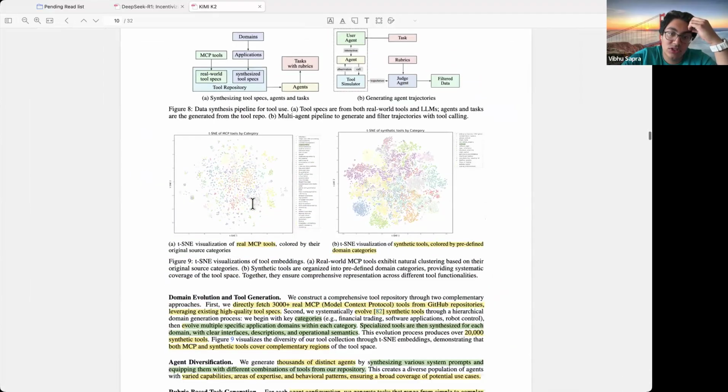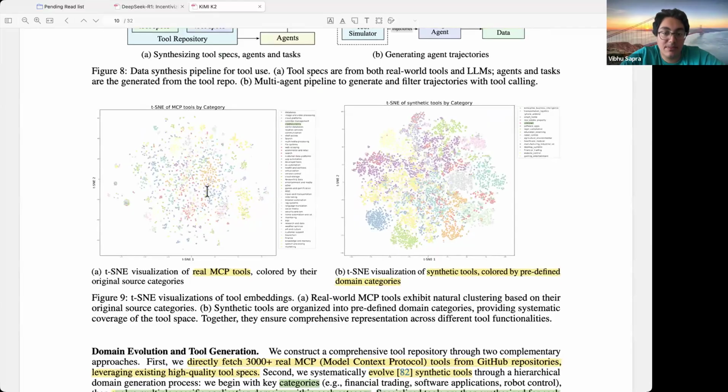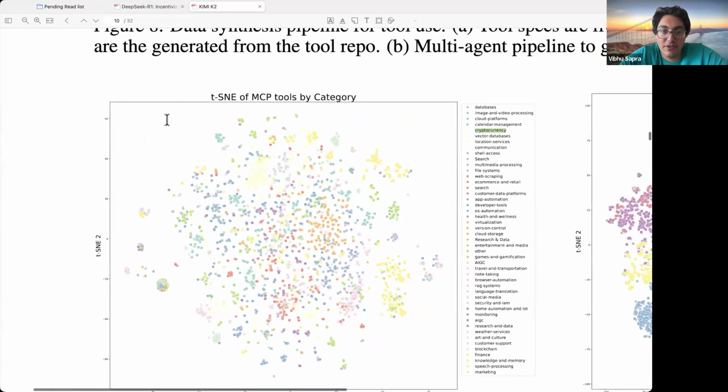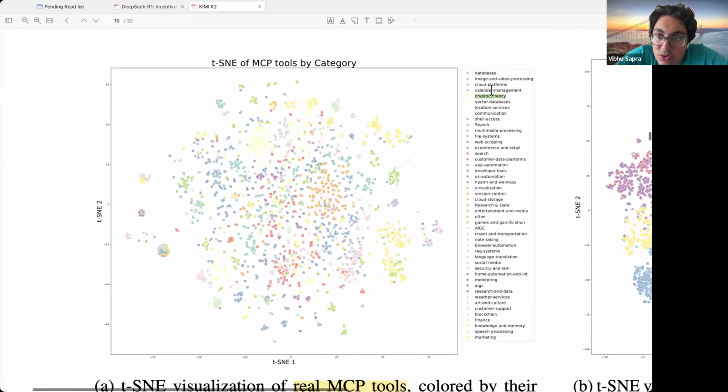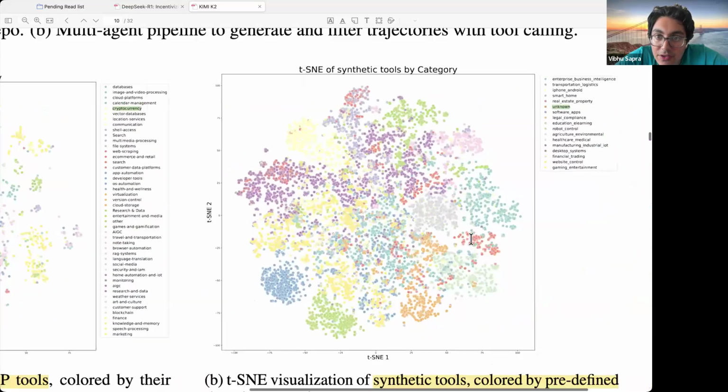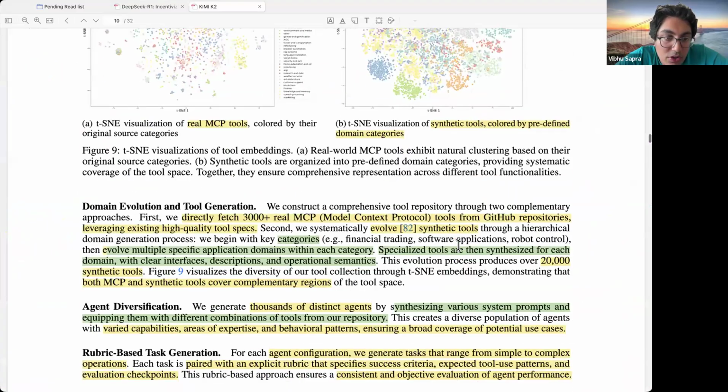Here are some of those tools. They have a bunch of real MCP tools. They filter them out by category, so some search tools, database tools, communication, R&D. Then here's their synthetic tools. We'll go over this soon.